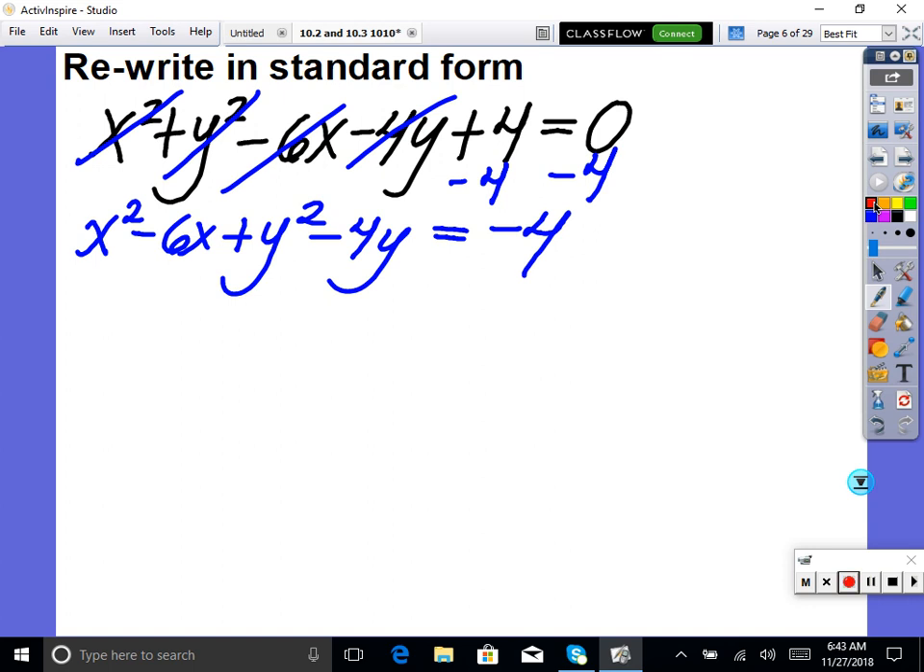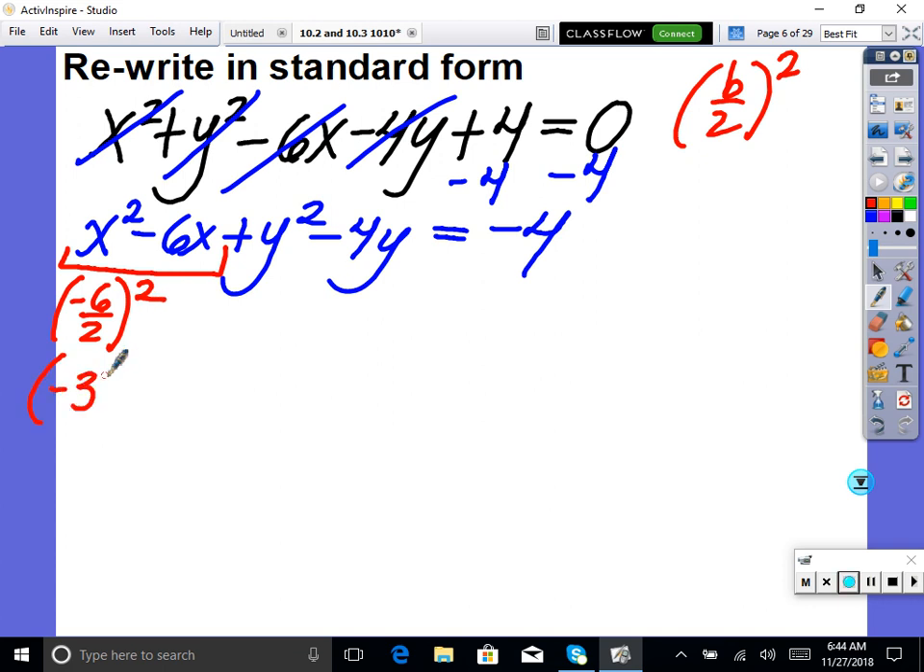Now just focus on the x's for a second, and complete the square. Just a reminder, to complete the square, we do b divided by 2, squared, correct? So that's negative 6 divided by 2, squared. Remember that we show our work for a reason. So that's negative 3 squared. Isn't that 9?